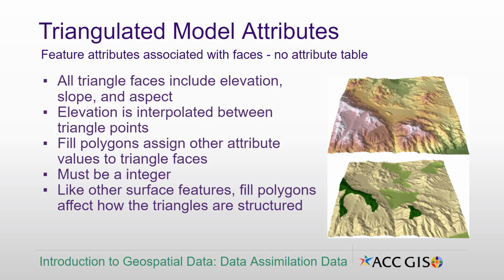We can also use fill polygons to assign other attribute values to triangle faces. When we do that, it must be an integer, and it can affect how the underlying triangles are structured. If you look at the example on your right, you can see the top layer represents a triangulated model with the elevation attribute symbolized. The bottom layer represents some type of other attribute, maybe forest cover, that has been assigned to the triangulated data model.